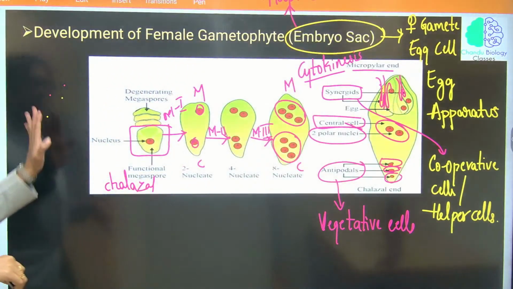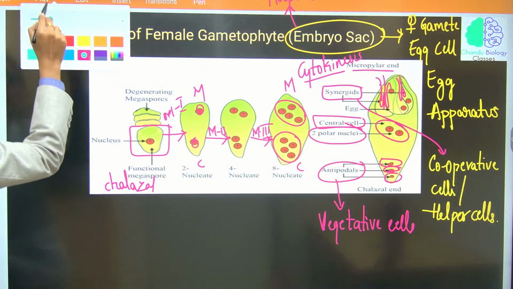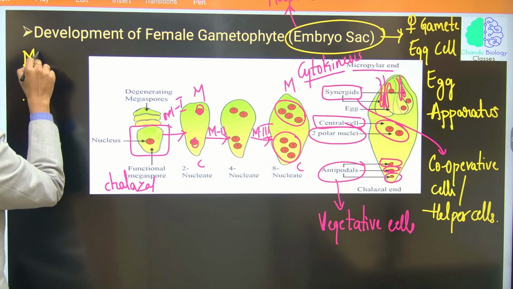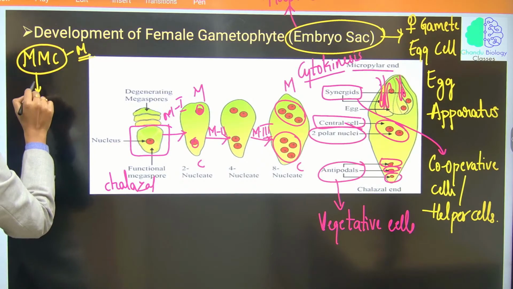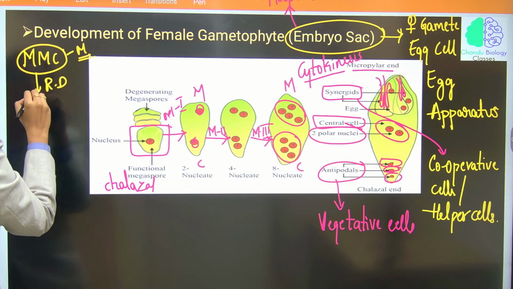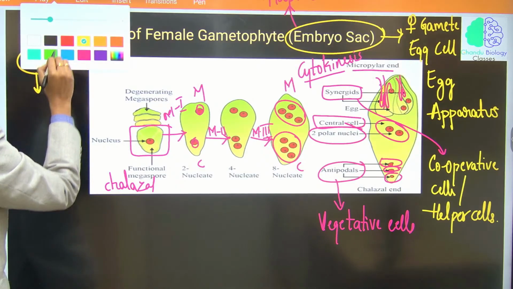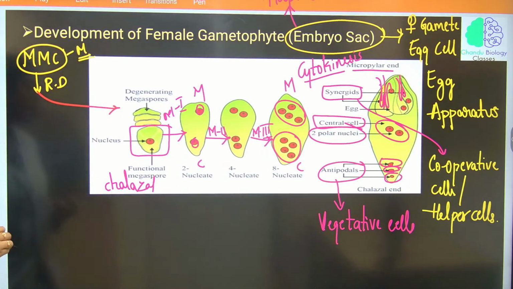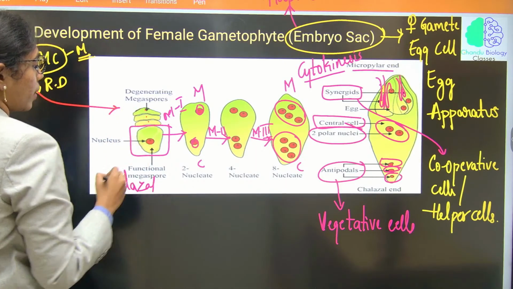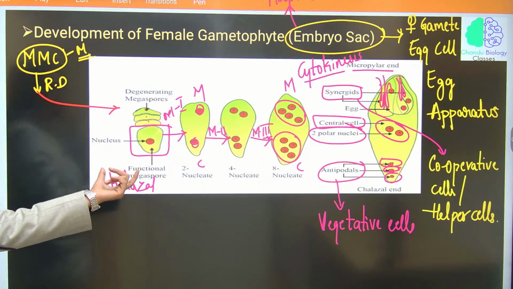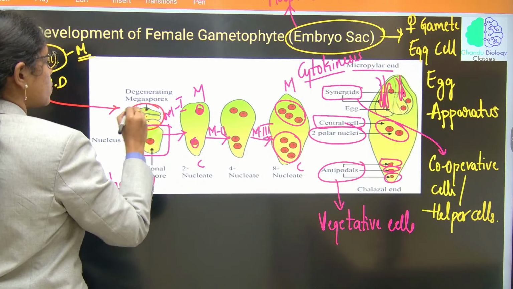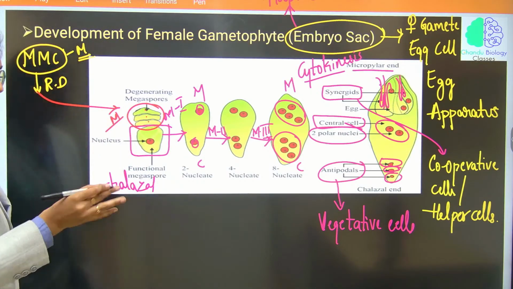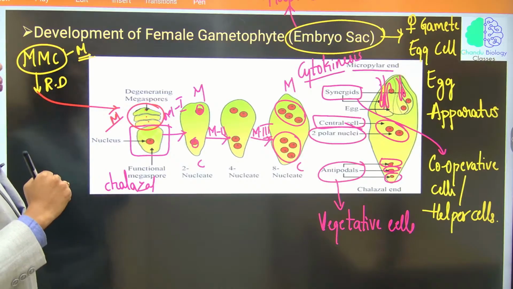So once again, 1 megaspore mother cell at the micropylar region undergoes reductional division, forming 4 megaspores which are haploid. The megaspore towards the chalazal end becomes functional. The 3 other megaspores are towards the micropylar region, and 1 is the functional megaspore.